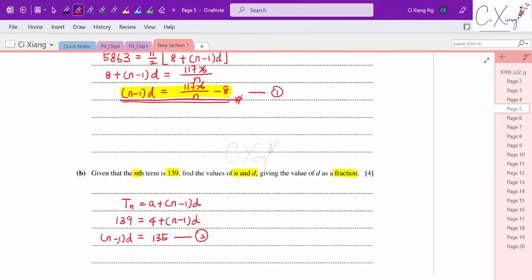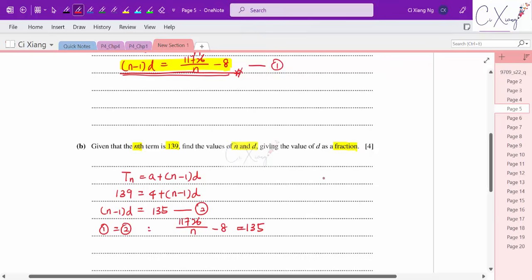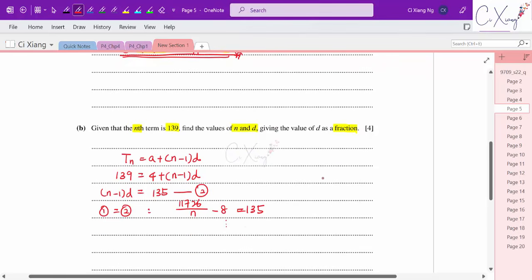So to solve for the value for n and d, I need two equations, and I'm having these two equations now. To get the value for n or d, you can just try to solve these two equations simultaneously. So I will let equation number 1 equal to equation number 2, where you will get 11726 over n minus 8 equals 135. Then if you continue further, of course you can get the value for n, where it is equal to 82.